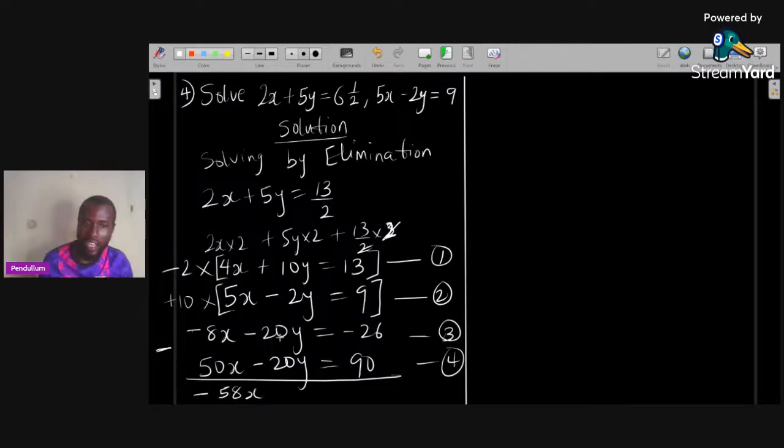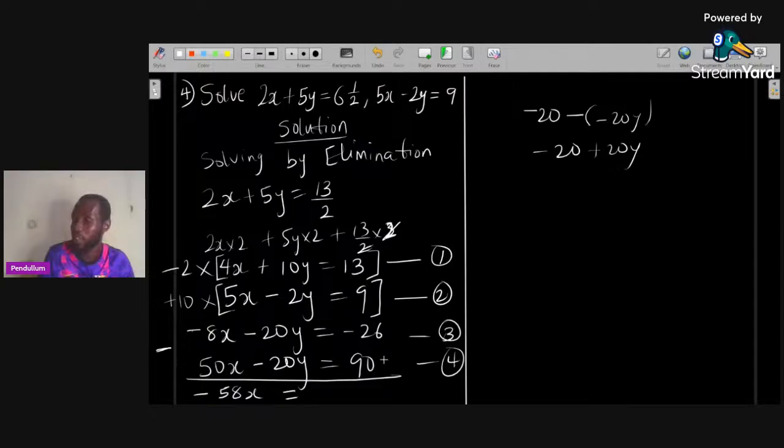All right, and now we have minus 20y. Let me write it out here so you see it. Minus 20y minus, that's this minus. Then in equation 2, we have minus 20y. We know that minus times minus is plus. All right. So minus 20 plus 20 is 0. So y is eliminated. We've achieved our aim. And then we have minus 26 minus 90.